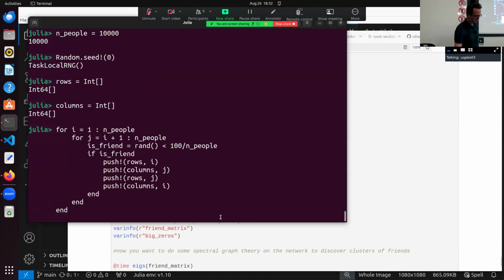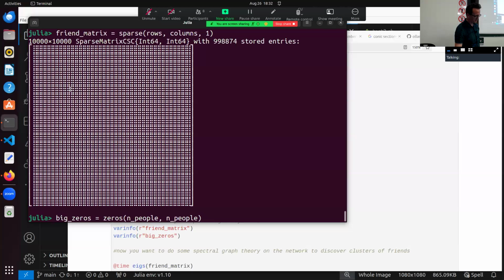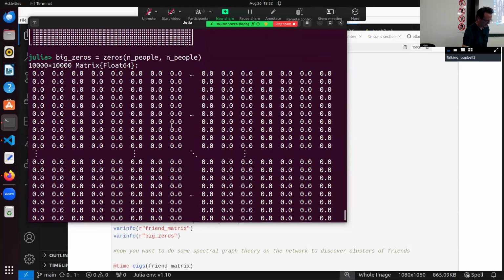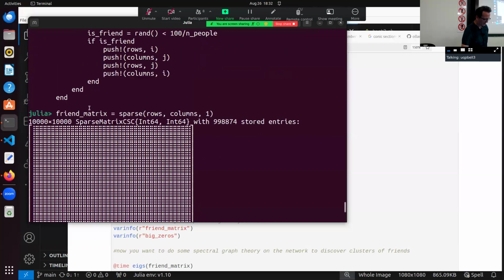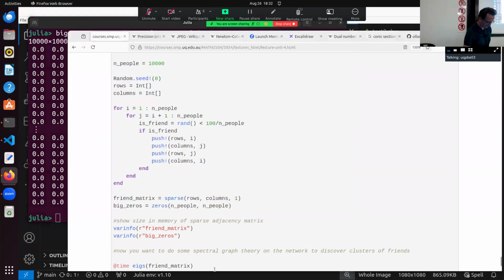Just going through randomly simulating, with some tolerance, you get this kind of funny animation. Big zero. So I'm going to make the sparse version of this. The sparse constructor is you give it the rows, the columns, and the values. Because I'm not doing anything interesting, there's no strength of friendship. It's just 1 if you're friends or not. You'll get this big matrix. So the interesting thing is big zeros.